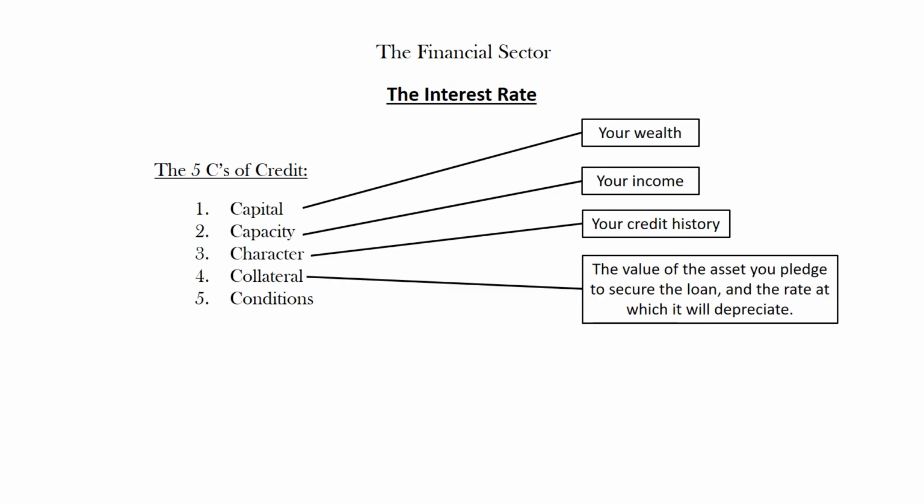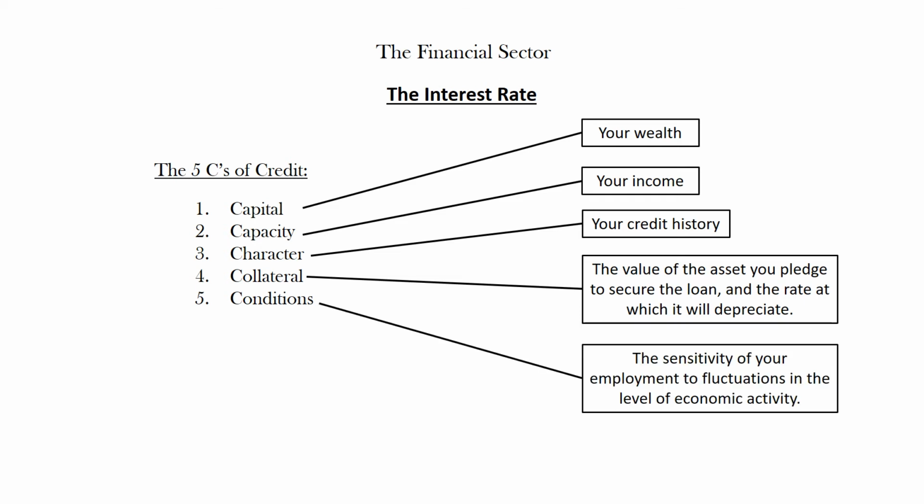The fourth item, collateral, refers to the value of the asset you pledge to secure the loan and the rate at which it will depreciate. If the borrower defaults on a loan, the lender can get his money back by selling off the asset that the borrower pledged as collateral. The more valuable the asset and the better it retains its value over time, the less risky the loan and the lower, therefore, will be the cost of default box.